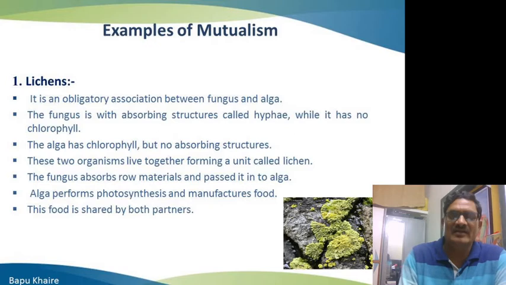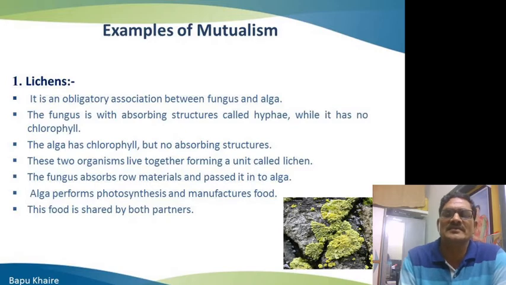Here is a lichen. So this figure is a lichen. This lichen is an obligatory association between fungus and alga. The fungus has absorbing structures called hyphae, while it has no chlorophyll. And the alga has chlorophyll but no absorbing structures. These two organisms live together forming a unit. That is called the lichen.